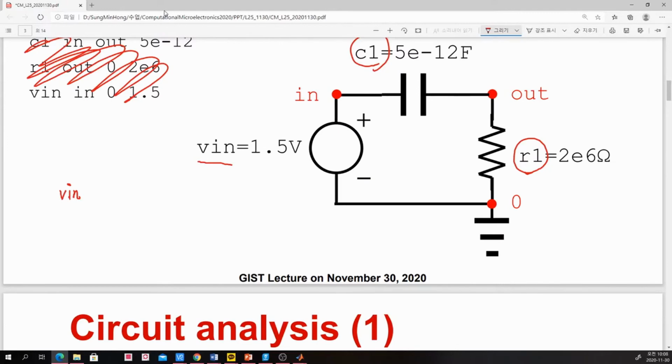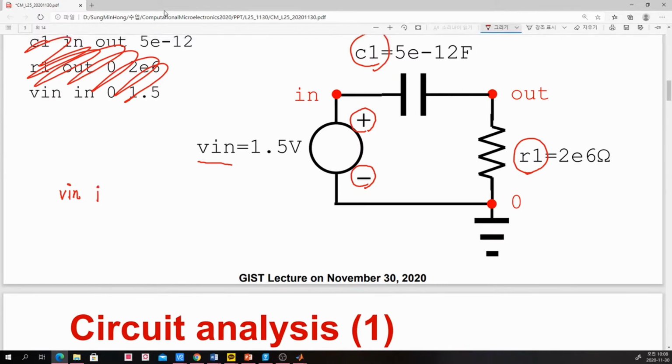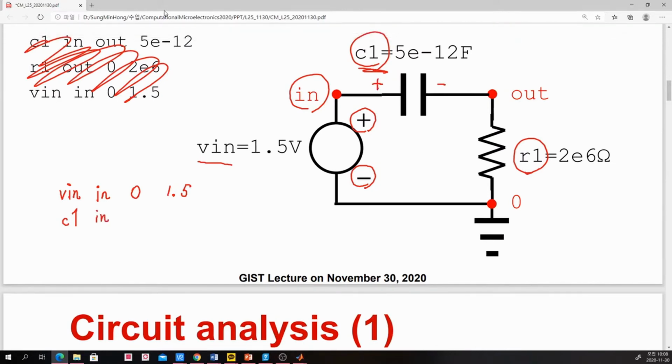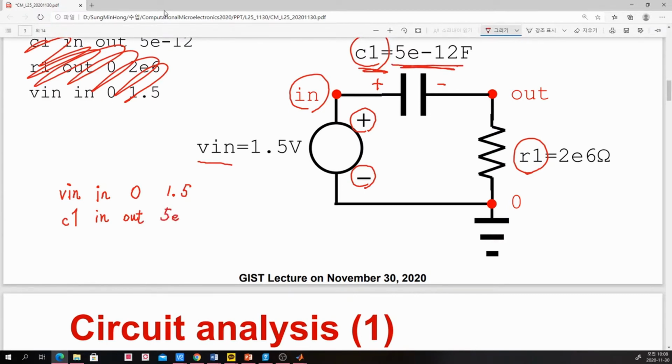This one has two terminals, positive and negative, and positive is connected to the in terminal, in node, and negative is connected to 0, and the voltage is 1.5. I will write down in this way. And how about C1? In this case it also has positive and negative, and positive is connected to in, and negative is connected to out, and it has 5 picofarad. So I will say just 5 pico.